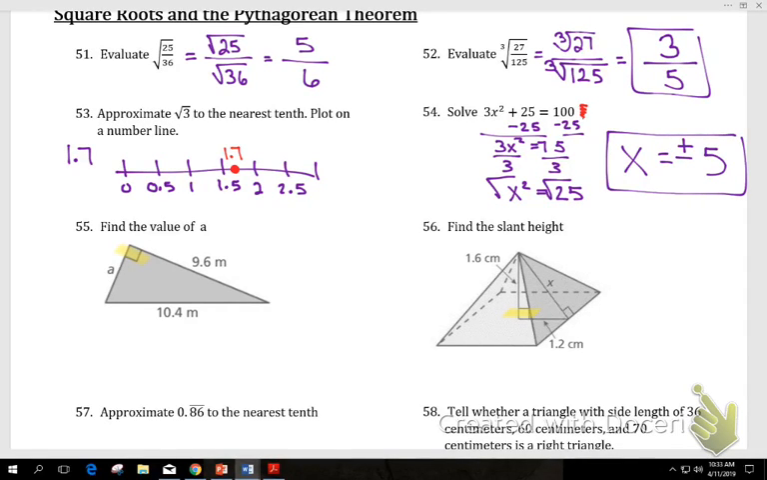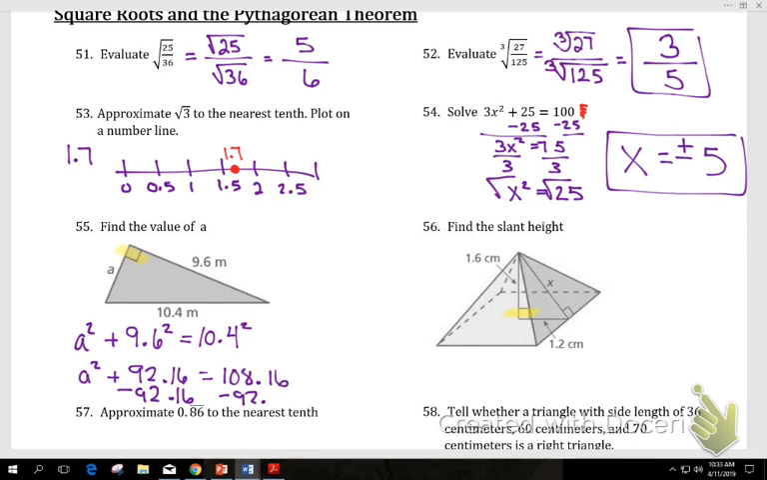Okay, Pythagorean Theorem. Did you put a squared plus 9.6 squared equals 10.4 squared? That should be a square. Then evaluate your squares. Subtract. And is it looking like it's going to be an even number? No, not with these decimals. But somehow it does subtract out. And when I square root it, I get 4 meters. Who got 4 meters? Anybody get 4 meters?